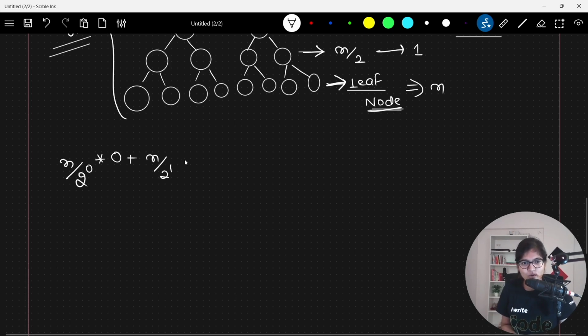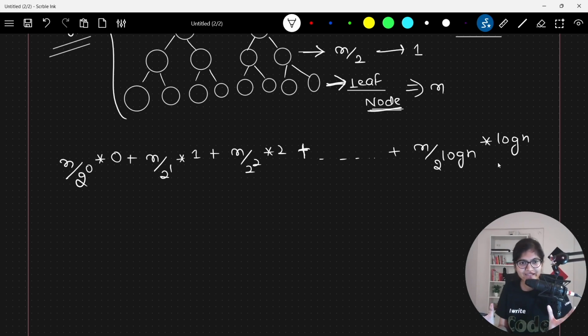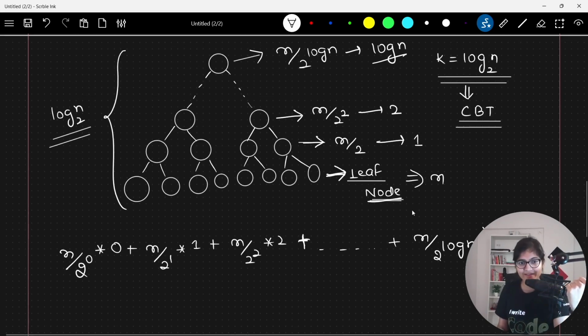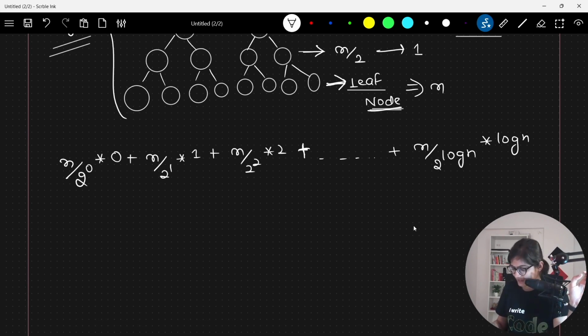Can I say it will be equal to n by 2 to the power 1 plus 1, n by 2 to the power 2 into 2, until, can we say it will be equal to n by 2 to the power log of n into log of n, right? This is the total number of swaps whenever we are building a Minheap. Can I say like this? Very simple, right?